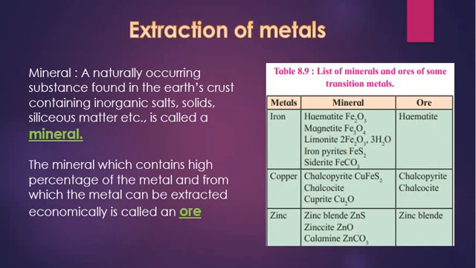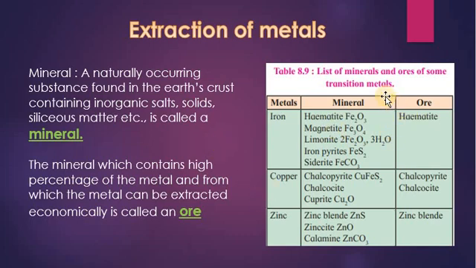Let's talk about the extraction of metals now. A naturally occurring substance in compound form which is found in the earth's crust is called a mineral. There are so many minerals, and the mineral which contains a high percentage of metal and from which the metal can be extracted economically and profitably is called an ore.